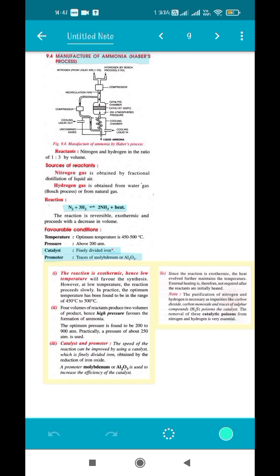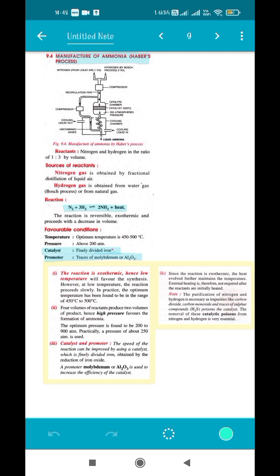So how do you obtain these nitrogen and hydrogen gases? Let's see. Nitrogen is obtained by the fractional distillation of liquid air. In air, we know nitrogen is a major component. So from air, by the process of fractional distillation, we are getting nitrogen. And hydrogen is obtained from water gas. Water gas is actually a mixture of two gases. It is not necessary, you don't have to remember. But from this water gas, we are getting hydrogen by the process known as Bosch's process. So you have to just remember from where we are isolating nitrogen gas and hydrogen gas.